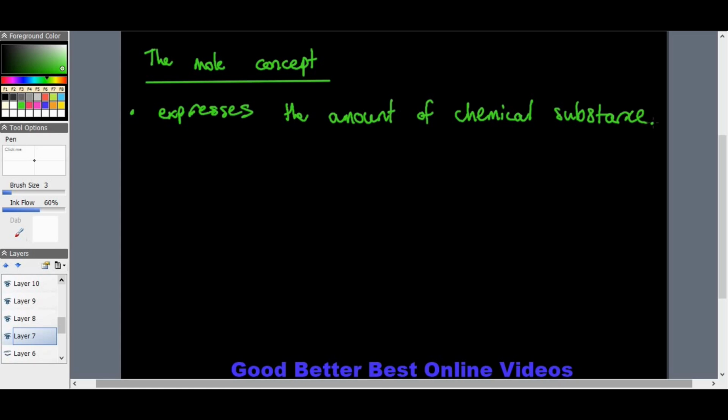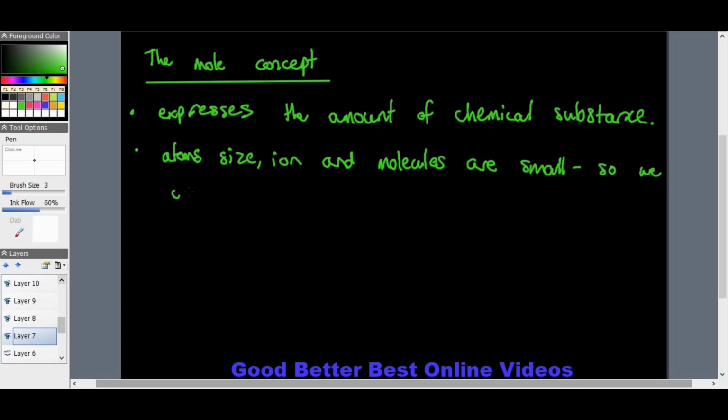Now we use the mole as a unit of measurement because the sizes of atoms, ions, and molecules are so small. So the reason why we use moles is because atom size, ion size, and molecules are small, so we use the mole as a unit of measurement.